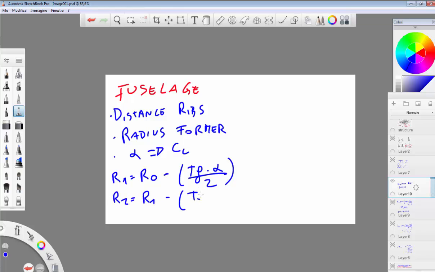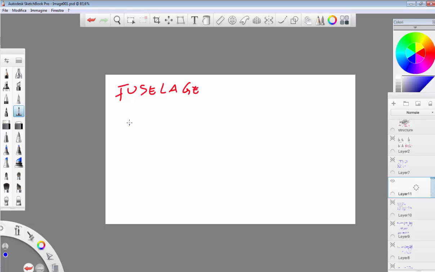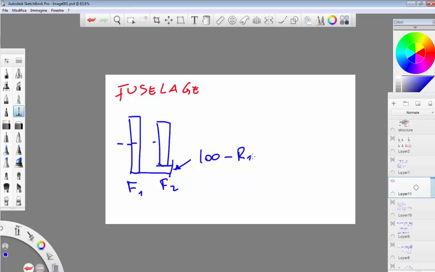R2 is R1 divided by 2. This formula gives the radius of the former. But if I have former 1 here, and I have former 2 here, they are aligned, so this distance is 100 minus the radius given. Yes, this is for former 2.